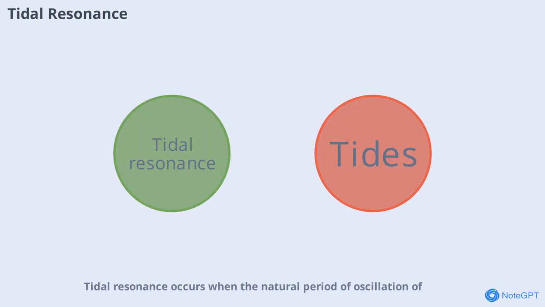Tidal resonance occurs when the natural period of oscillation of a body of water matches the period of tidal forcing, amplifying tidal ranges. This phenomenon can lead to exceptionally high tides in certain locations, such as the Bay of Fundy. Understanding tidal resonance is important for predicting extreme tidal events and managing coastal infrastructure. It's a fascinating example of how physical principles shape the ocean's behavior.